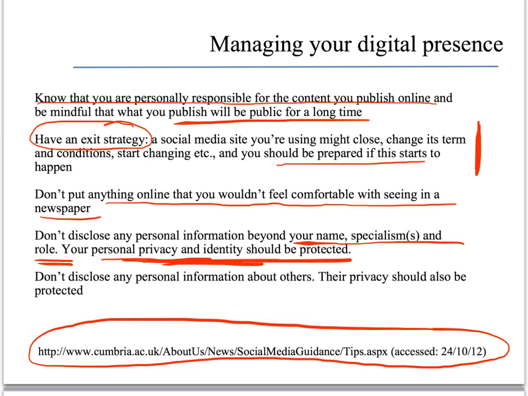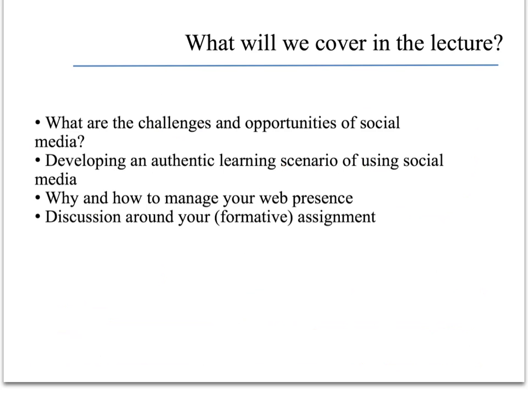And the final one of my top 5, and there are many listed, is don't disclose any personal information about others. We're guardians of their privacy as well. So don't start disclosing information about others or making comments about others in a way that you would be uncomfortable with if it was done to you, or if you saw it in a newspaper. It's very common sense, but it's again the realization that even though you think you're talking to a small network, these things can go viral and spread very, very quickly.